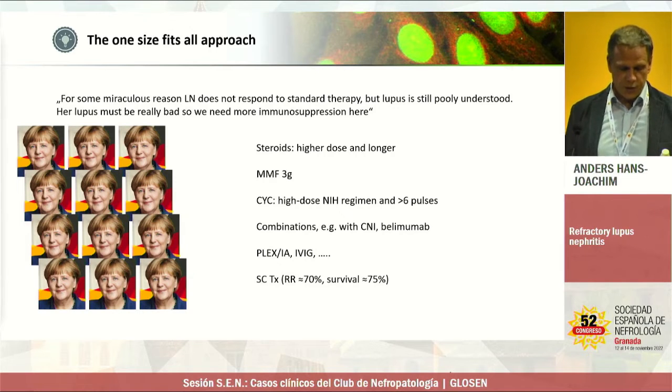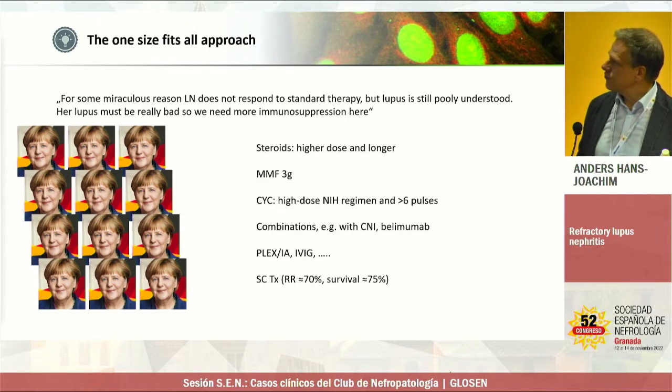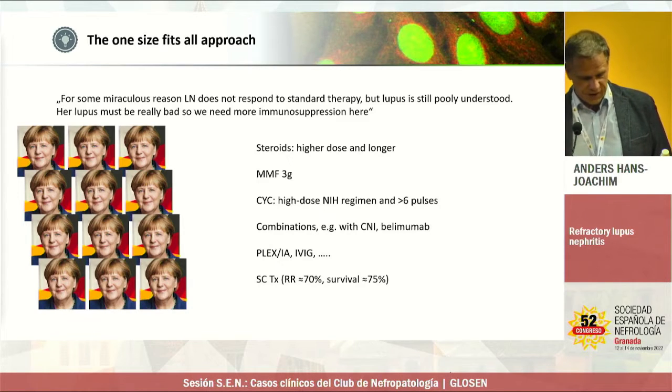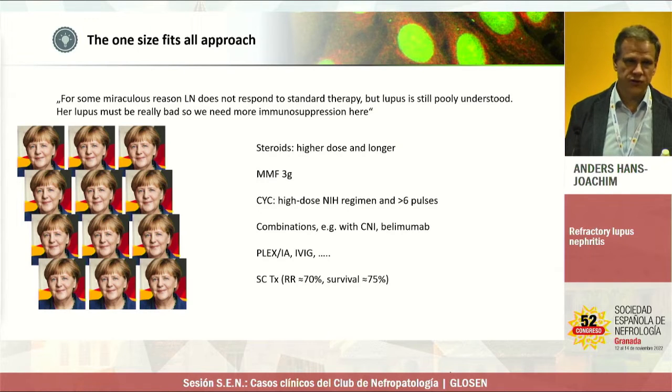For some miraculous reason, the lupus nephritis of this patient doesn't respond to standard of care, but lupus is still poorly understood, and the lupus of this patient must be particularly bad, so let's increase the immunosuppressive therapy a bit. And then what happens? You give more steroids and longer, you increase MMF to 3 grams, you switch to the high-dose cyclophosphamide NIH regimen or extend beyond 6 pulses, you start to combine with any of the new drugs, voclosporin, belimumab maybe, or some people even use immune absorption, plasmapheresis, or IVIG. And some people even publish on stem cell transplantation, which has a 10% mortality, something I would be very careful about. We wrote an editorial on the Chinese studies that seemed to use stem cell treatment for almost everyone, and we couldn't really understand what was refractory there. So this is something we never do in our hospital.